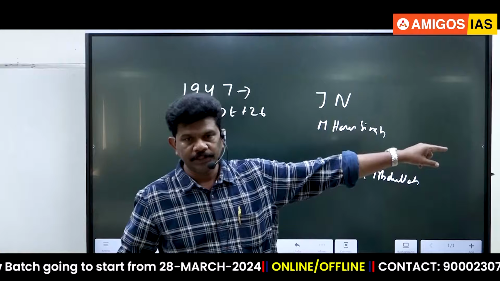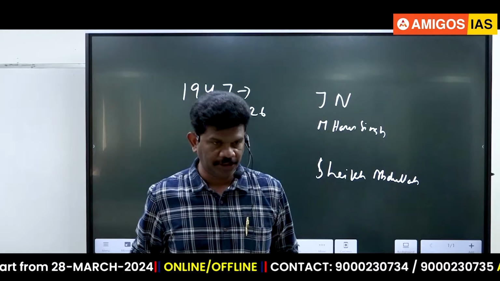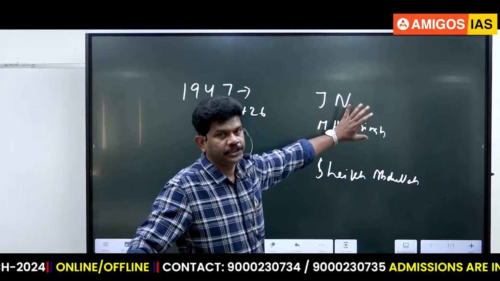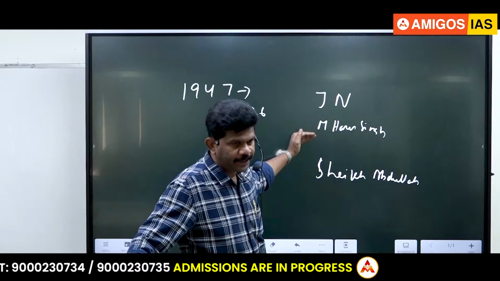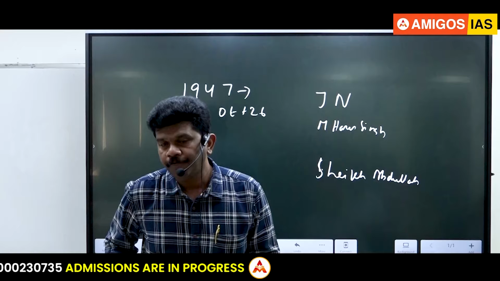So the will of the people was not that. But that was not true. Why it was not true? You can defend these things. Why I am digging deep here is, you can write any questions in your mains on the basis of this. So here, Jawaharlal Nehru was Indian ruler. Hari Singh was Jammu and Kashmir ruler. Sheikh Abdullah was the founder of National Conference Party.